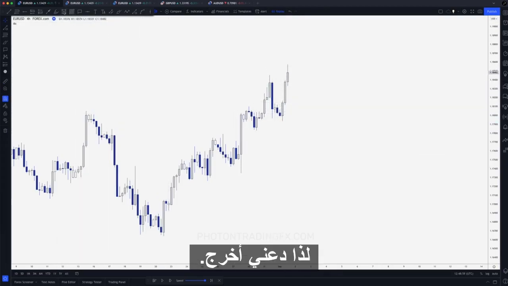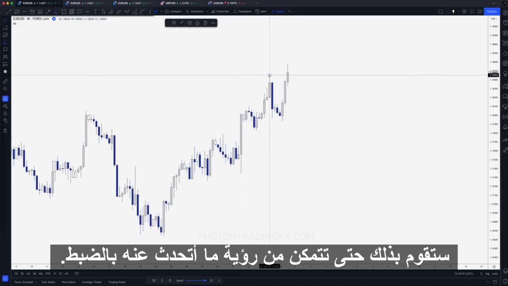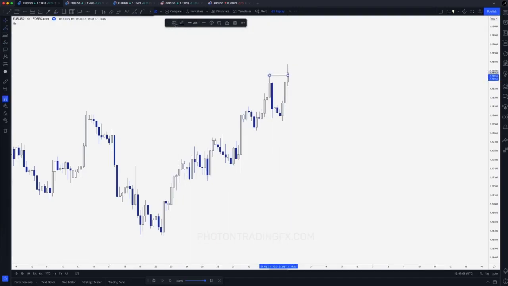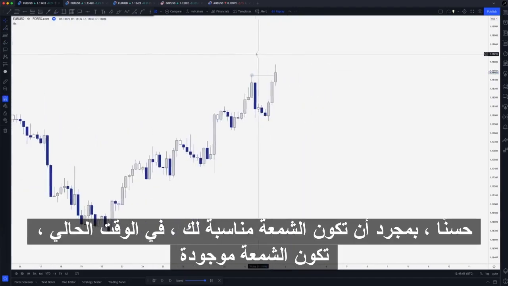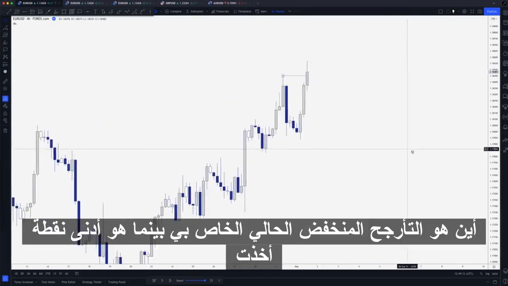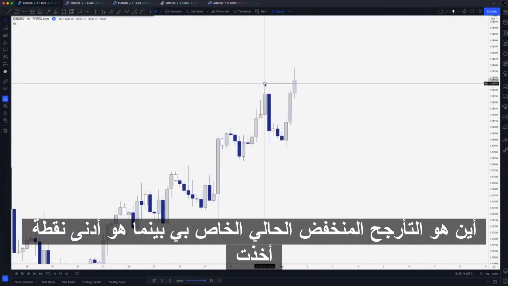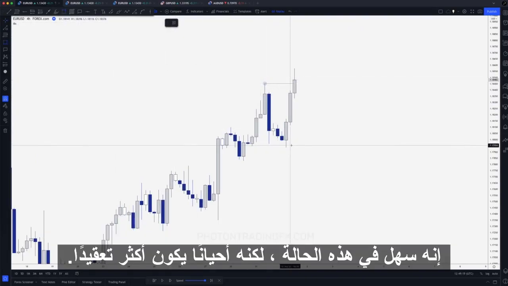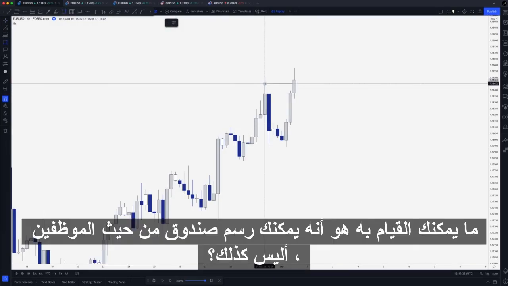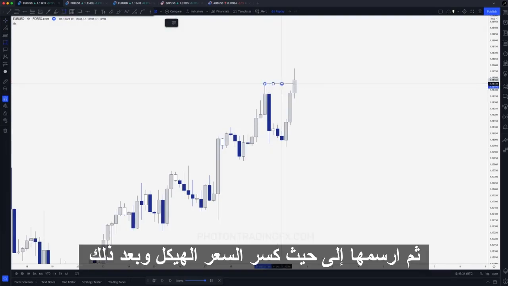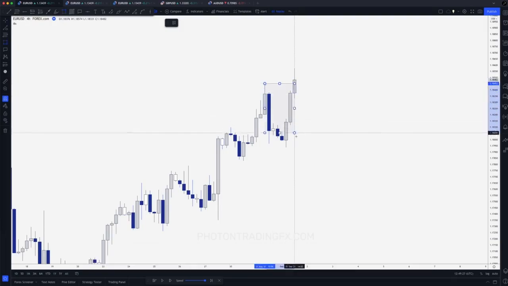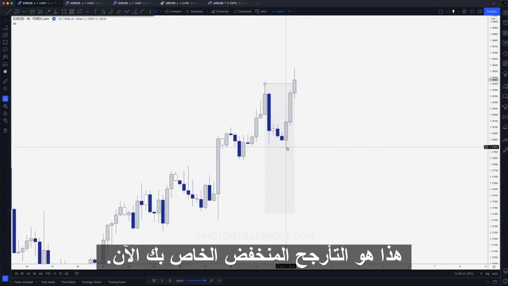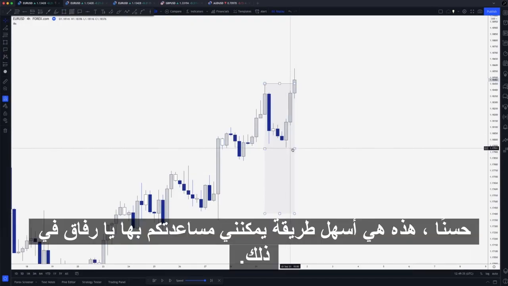Let me mark this out so you can see exactly what I'm talking about. We pull back. Now, when we got this break of 4 hour structure, as soon as the candle has closed above it, where is my current swing low? Well, it's the lowest point that took this high out after it formed. Sometimes it's easy, like in this case, but sometimes it's a bit more complex. What you can do is draw a box from where the high is, across to where price broke structure, and then drag it down as far as you need to go. Somewhere within that gray box, wherever the lowest point is, that is now your swing low. That's the easiest way I can help you guys out with that.